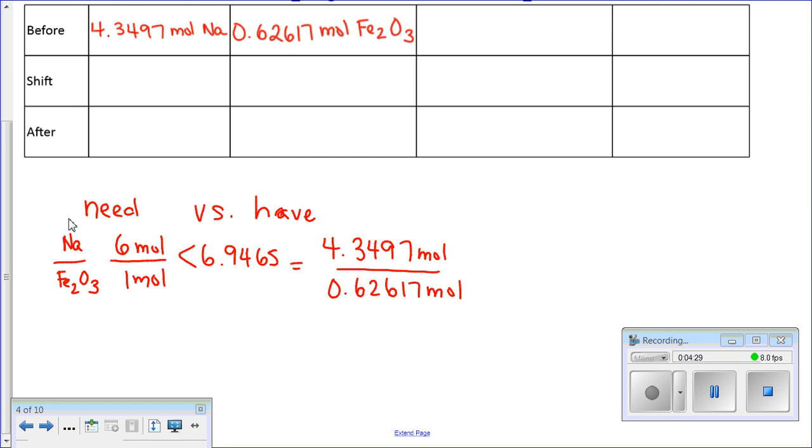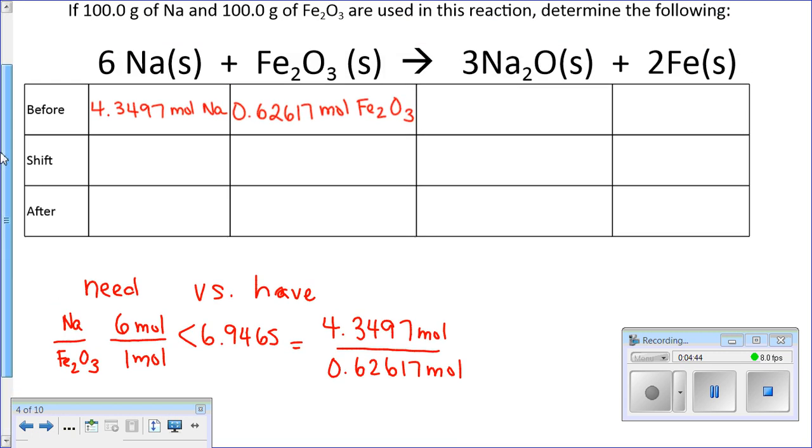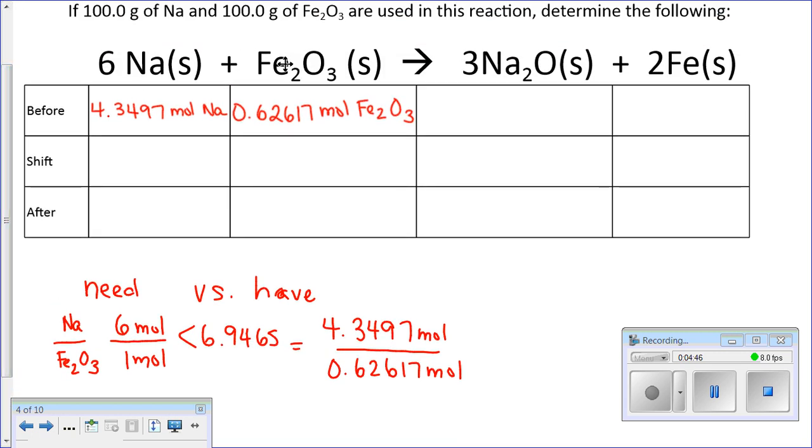So since I put sodium on top, I have more sodium than I need. So sodium is not going to be my limit. I have more than I need. Iron 3 oxide has to be my limit. Okay, so this reactant right here will be my limiting reactant.